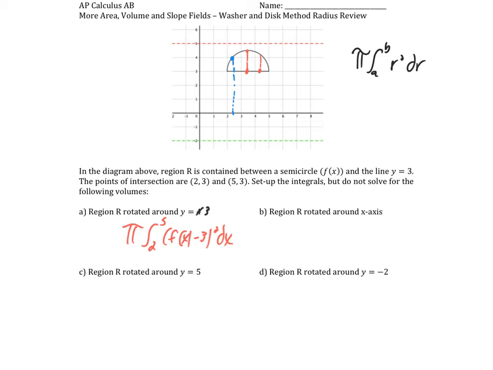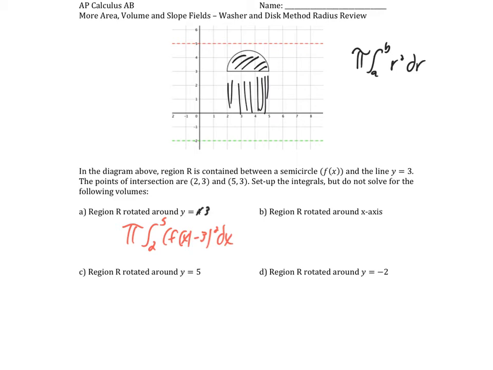Now it gets a little harder. Region R rotated around the x-axis. The first thing you should be thinking about, if you're rotating that shape around the x-axis, is whether it's going to be a donut or a disk. That is going to be a donut because the entirety of that region is not touching the x-axis. In fact, none of that region is touching the x-axis. So when you rotate that around, you're going to have this big gap here that the shape is not touching.